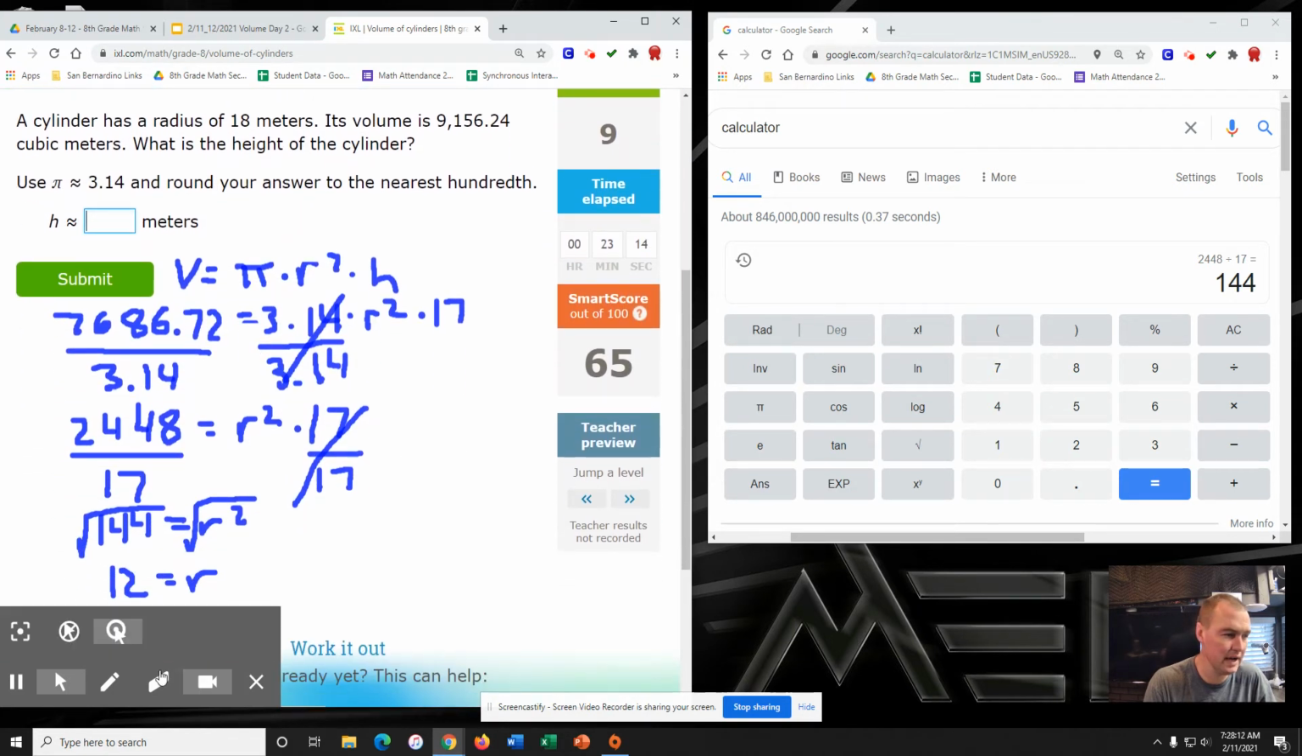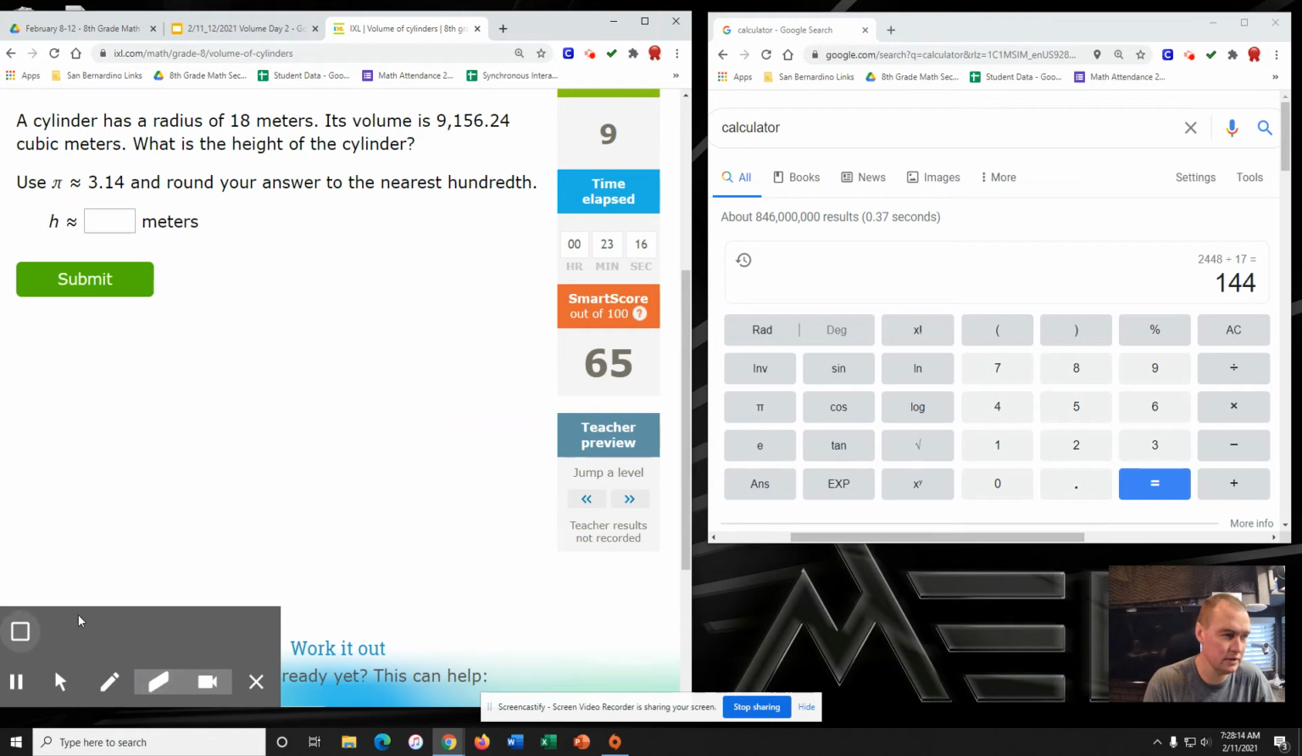All right, so our score is 65, moving right along. Woohoo! All right, next up, a cylinder has a radius of 18 meters. Its volume is 9,156.44. What's the height of the cylinder?